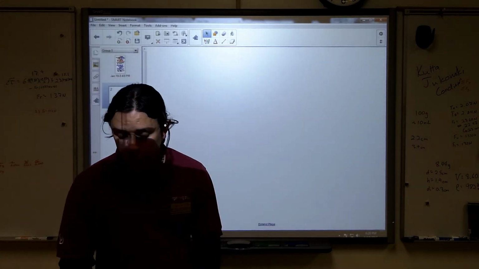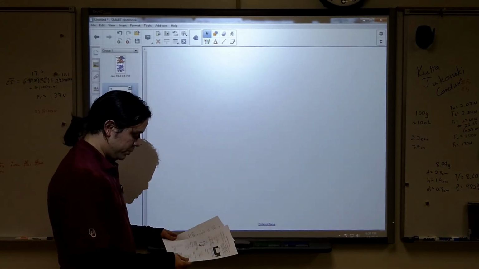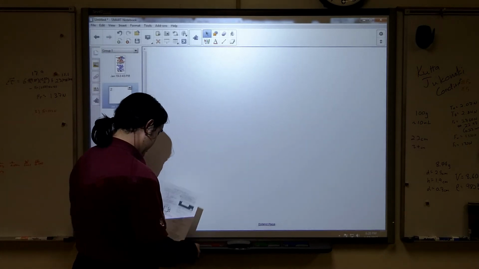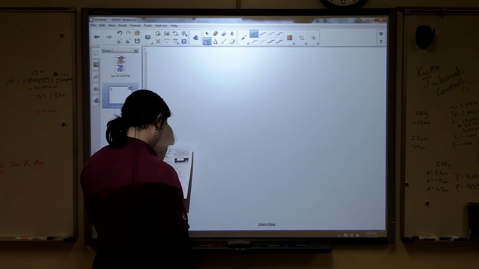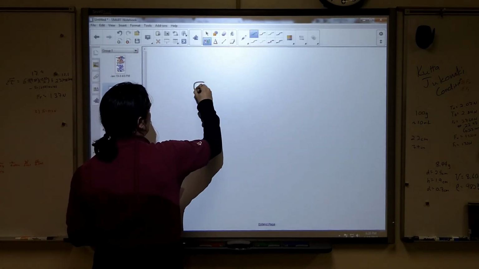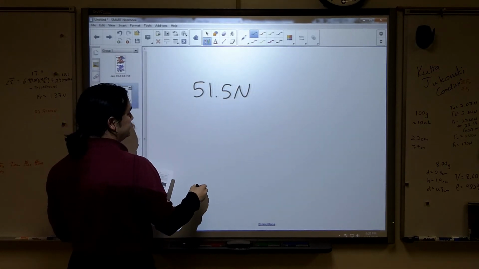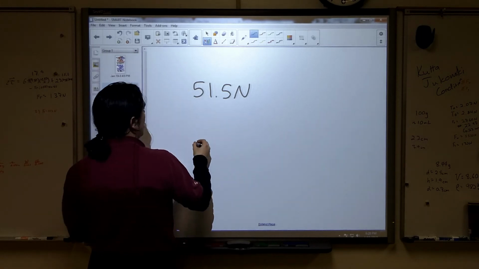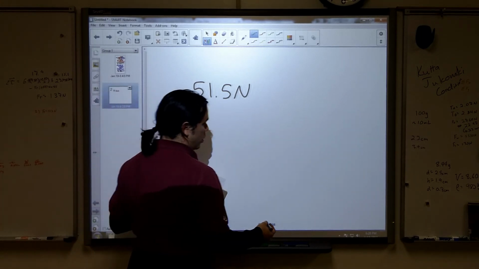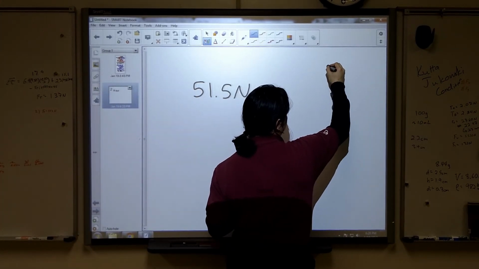All right, so another one to take a look at. This one's a two-parter. Let's see. We've got an unknown piece of metal that weighs 51.5 newtons in air.